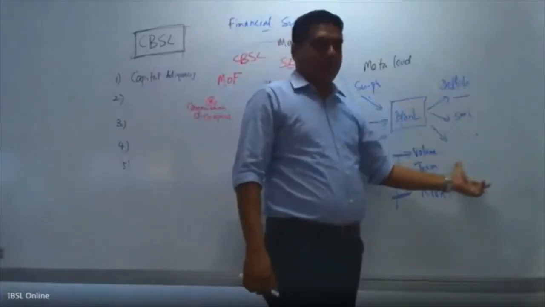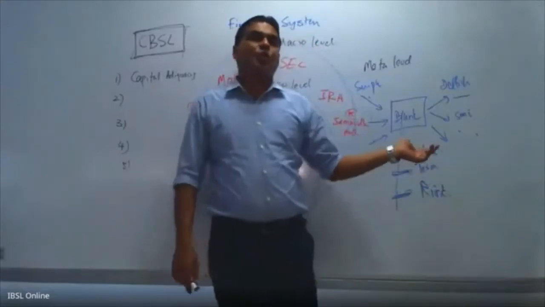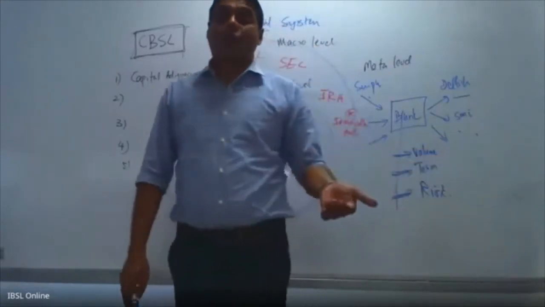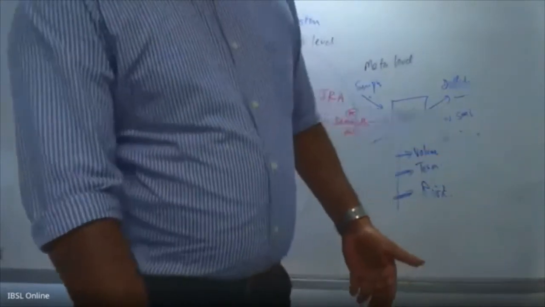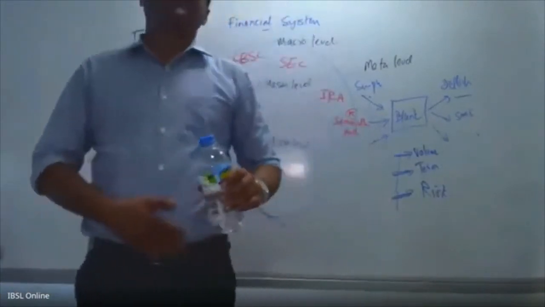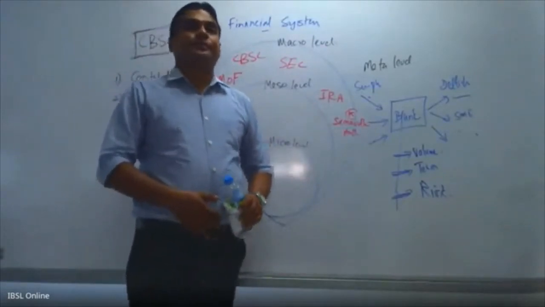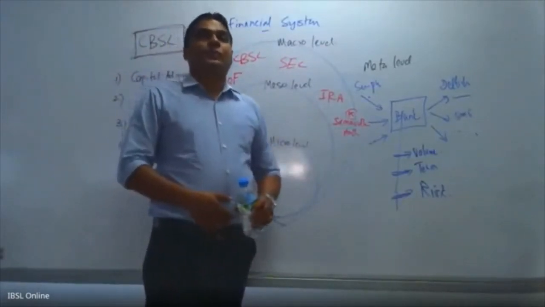So how do we define credit risk? Default of facility. Yeah, default risk of credit. So credit risk is the risk associated with inability to recover the advances with interest.